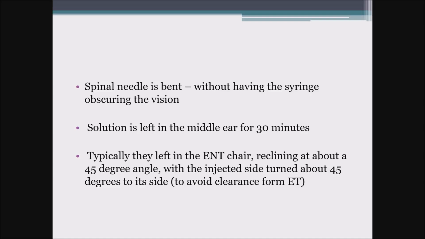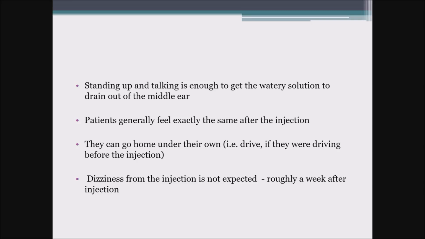The spinal needle is usually difficult to bend, but we can bend it so that the syringe will not obscure the view, and the solution is left in the middle ear for 30 minutes. We can keep the patient in a reclining position at a 45-degree angle, and turn the head to the side of the injection, so the drug will not clear through the eustachian tube. After the procedure, the patient can stand up and talk, and that will clear the medication from the ear through the eustachian tube. The patient feels exactly the same after the procedure.